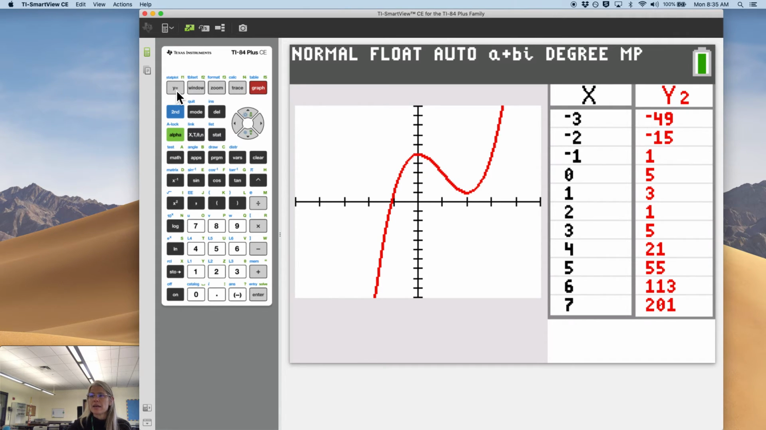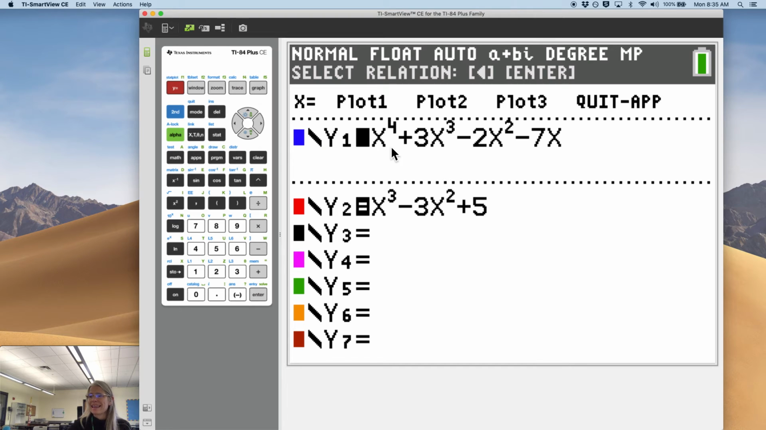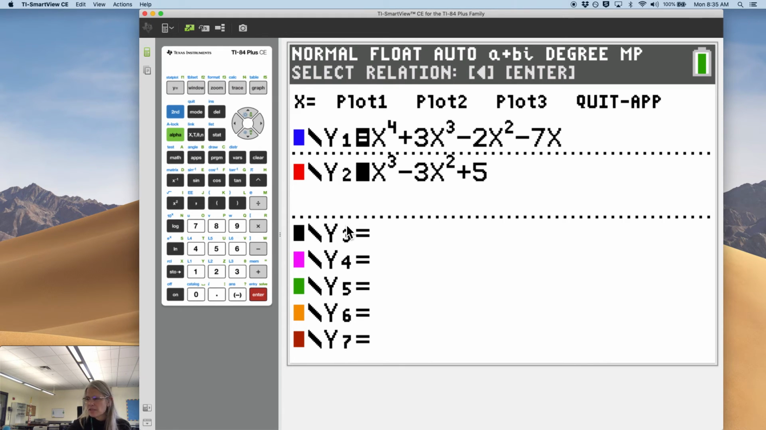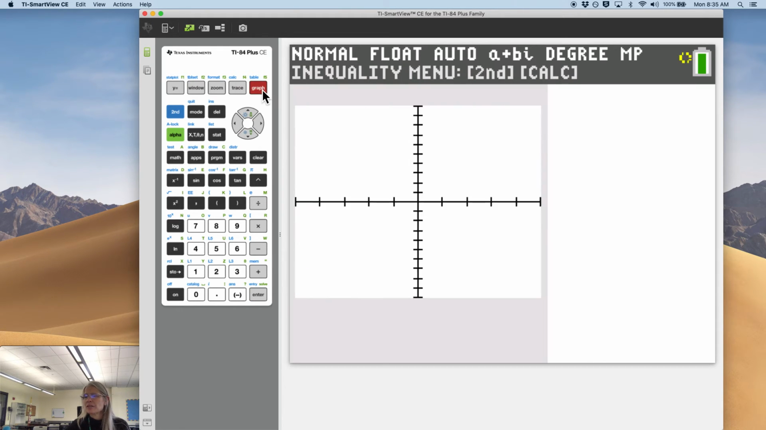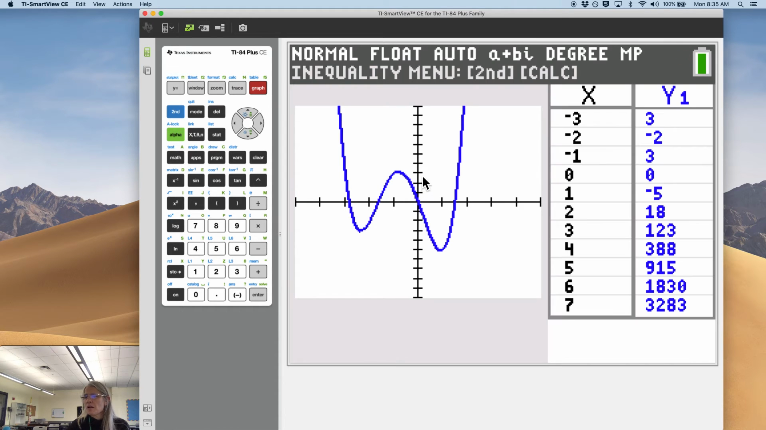Now I want you to take a try at this equation, x to the 4th. See if you can find the local mins and the local maxes, and pause the video and go ahead and do that. Okay, so I'm going to hide this graph and take a look at that graph. So here you have 2 local mins, right? So you need to make sure that you calculate both of those.